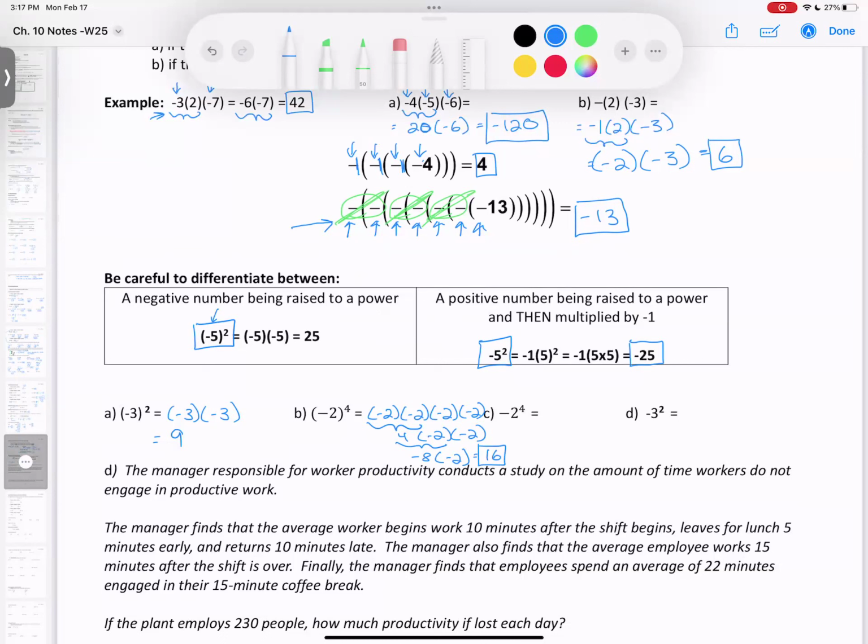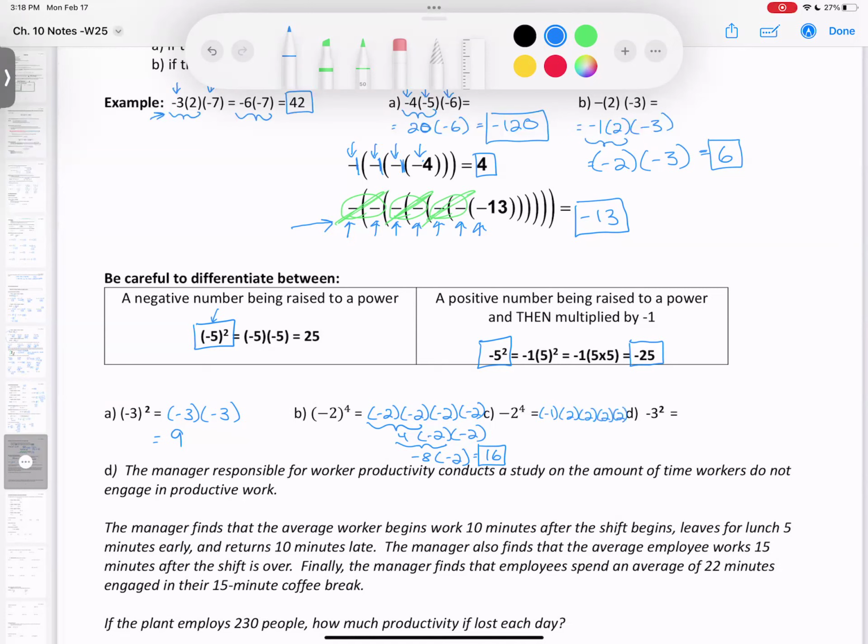Okay, negative 2 to the 4. How is that different? Well, this time there's no brackets, which means that exponent is only applying to the 2. So you can think of this as there's a -1 out front to make that negative sign. And then we're doing 2 multiplied by itself 4 times.